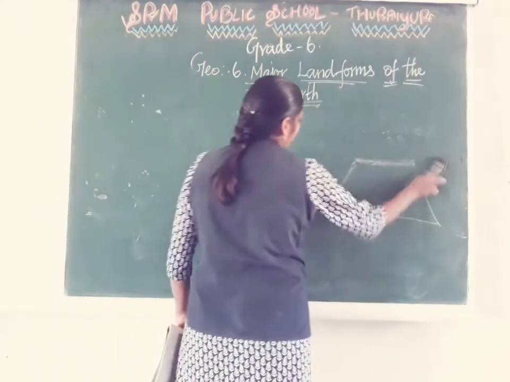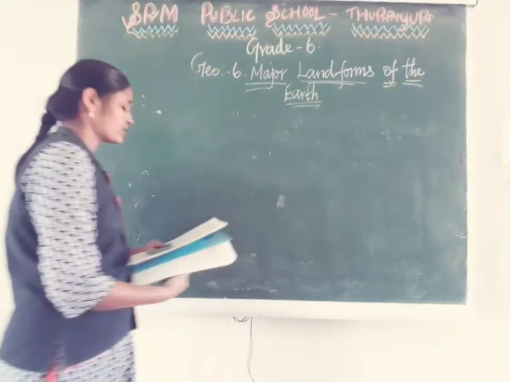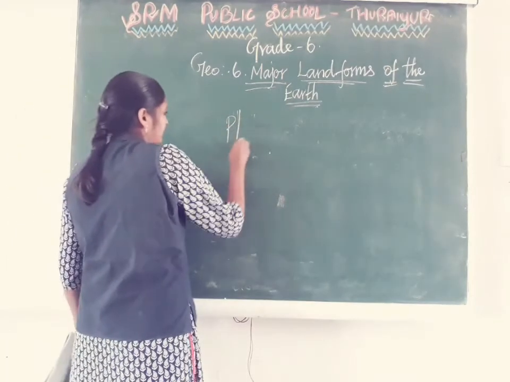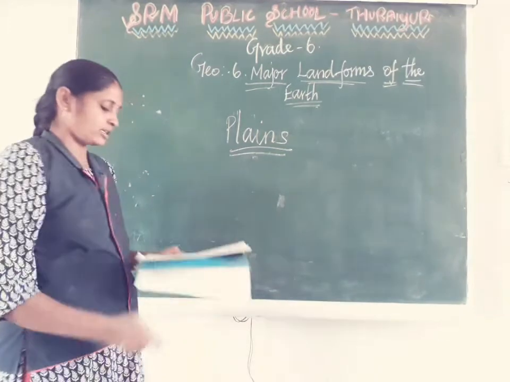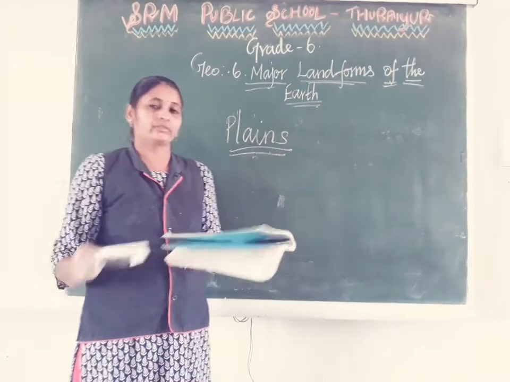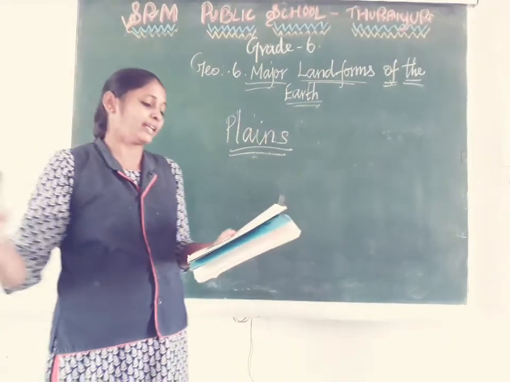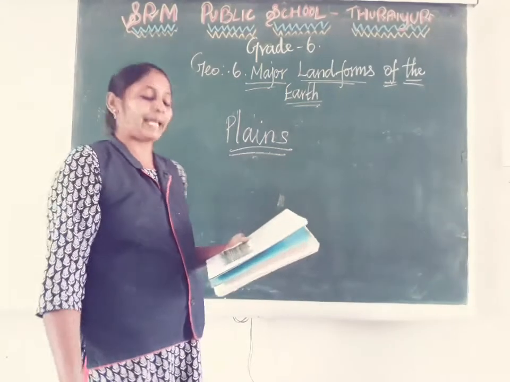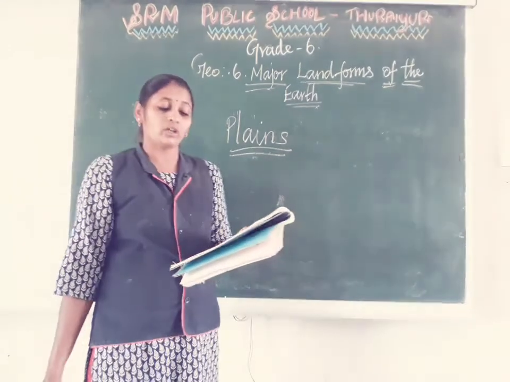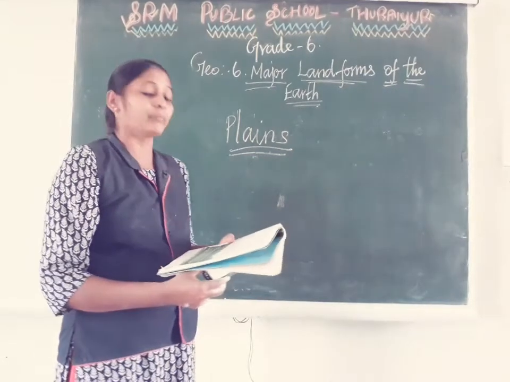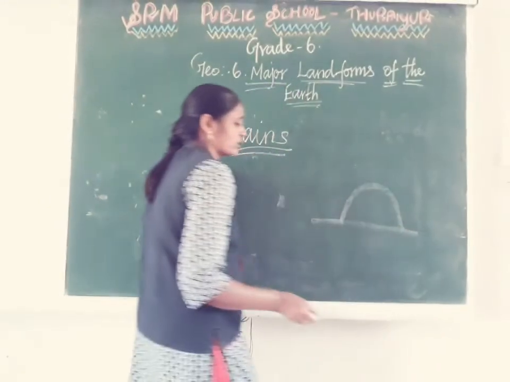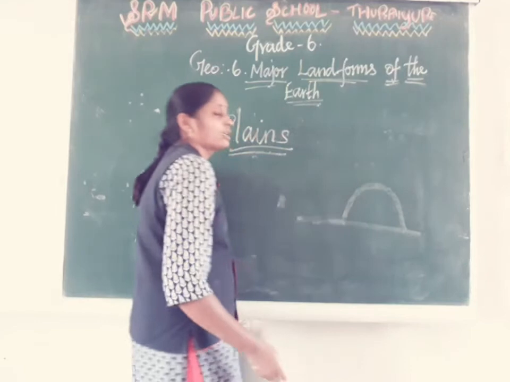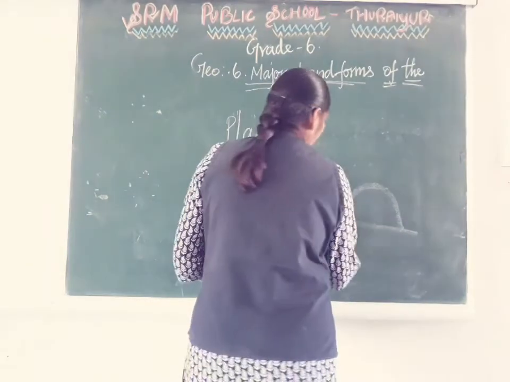Next is plains. So what is a plain? A large stretch of very flat land is called a plain. Plains are generally not more than 200 meters above mean sea level. Suppose we have land that is not above 200 meters; that land is considered a plain.